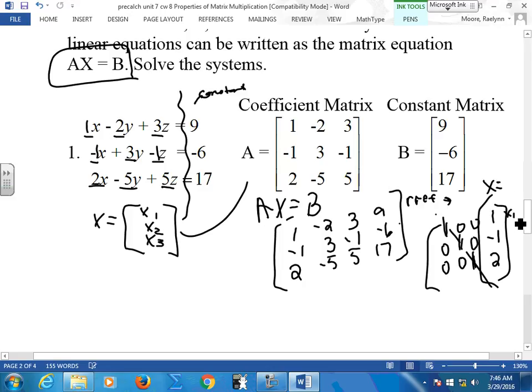This is your x1, which is your x. This is your x2, which is your y. This is your x3, which is your z. If we took this column that we found, and we multiplied it by A, it would give us B. Just another way to solve a matrix.